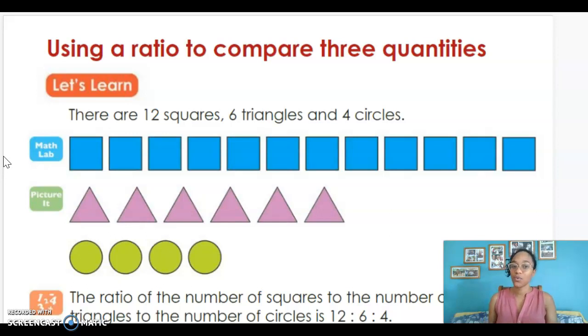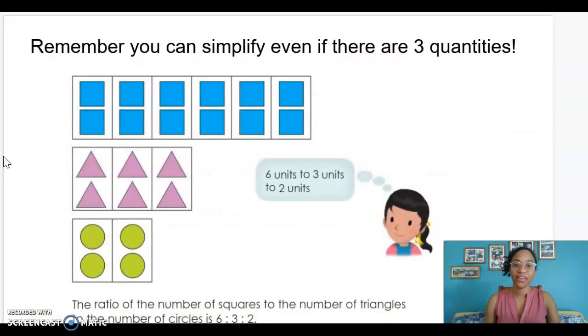In this case, we have squares, triangles, and circles. There are 12 squares, 6 triangles, and 4 circles. So the ratio of the number of squares to the number of triangles to the number of circles is 12 to 6 to 4. I want you to notice how I needed to say the names of all three quantities in the same order as the names of all three numbers. Order still matters even when we compare three quantities in a ratio.